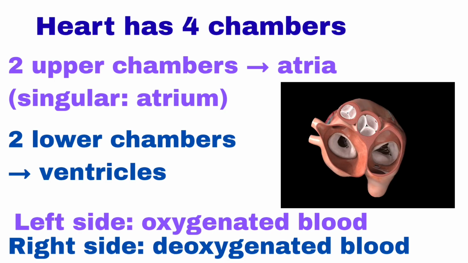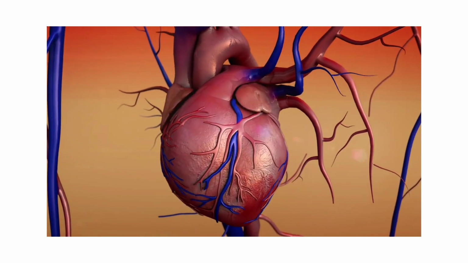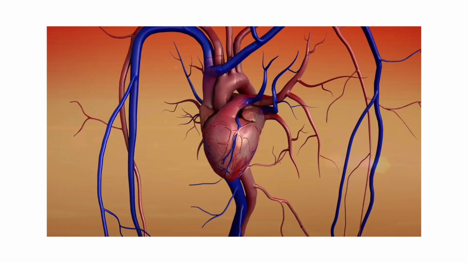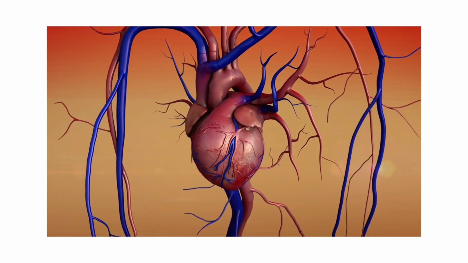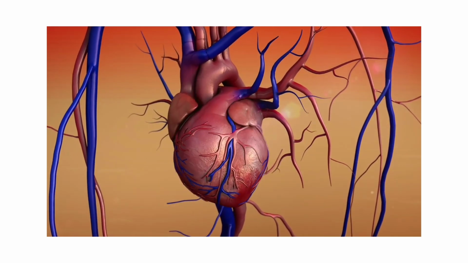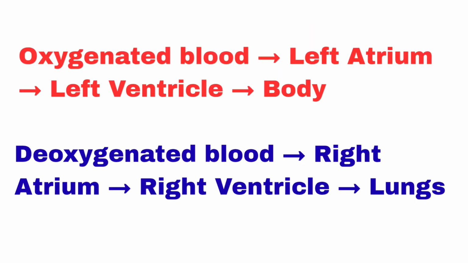And now let us carefully see how these chambers actually work. The left side of the heart, that is the left atrium and the left ventricle, deals with the oxygenated blood. The left atrium first collects the oxygen rich blood coming from the lungs. Then the left atrium contracts, and the blood moves into the left ventricle. The left ventricle has thick, strong walls because it has to pump this blood to the entire body.